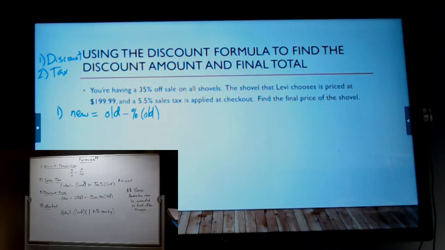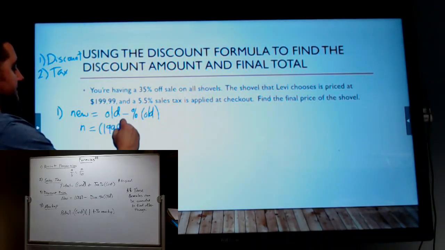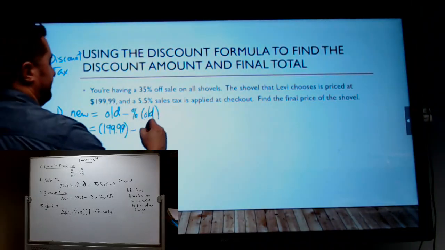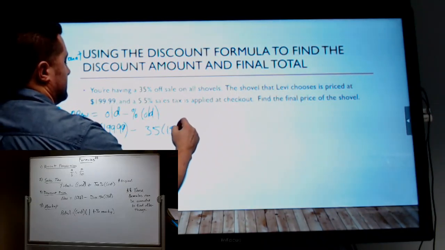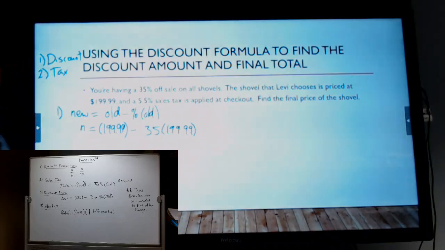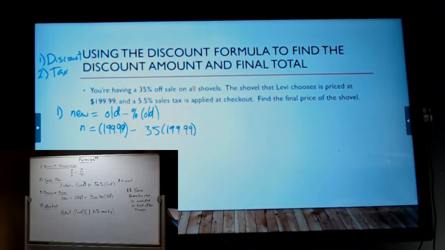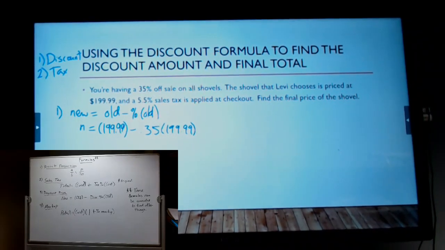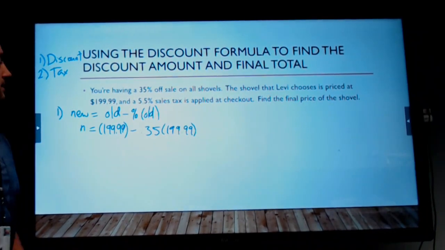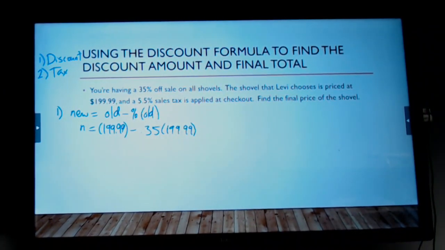All right. So we don't know the discount price this time. The original price is what's given, right? So I'm going to use the variable of n for new. The old price was $199.99, minus 35% of $199.99. We'll just go ahead and convert that to a decimal as well. Now it's just order of operations. You got to do your multiplying part before you do your subtracting part. So what's 0.35 times 199.99?